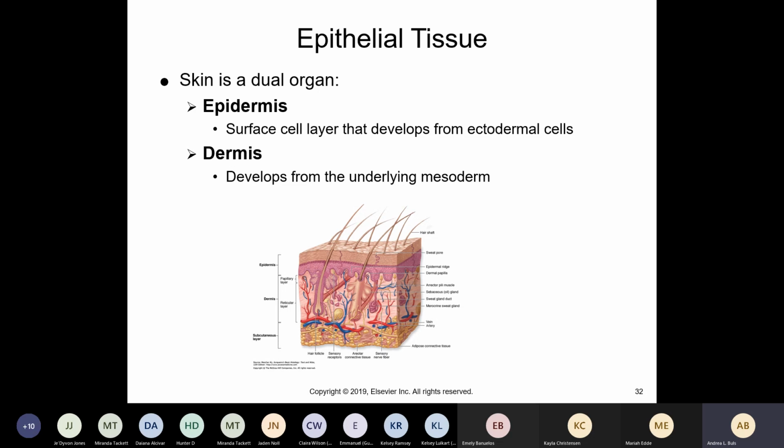Epithelial tissue is skin, basically. We've got the epidermis and the dermis. Epidermis is that surface cell layer that develops from those ectodermal cells, and the dermis develops from the underlying mesoderm. And there's a great picture in your book that you can look at and see how that's all divided and what those layers are.